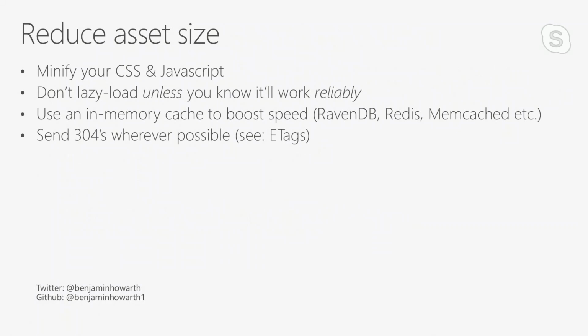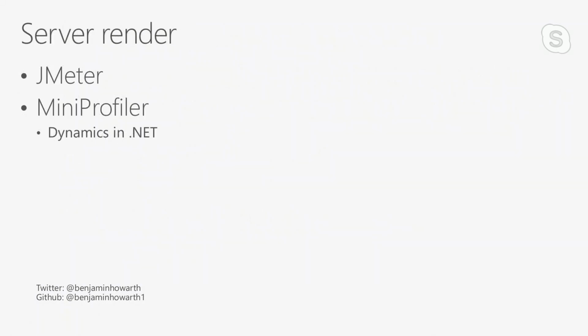So again, I refer back to the method of e-tags, and I think the latest version of Windows IIS 10 supports this out of the box. So, in terms of server render, we've discussed JMeter and we've discussed Mini Profiler in terms of isolating potential issues within your load balancing infrastructure, your server response times, and Mini Profiler for isolating those instances down within your Razor view.